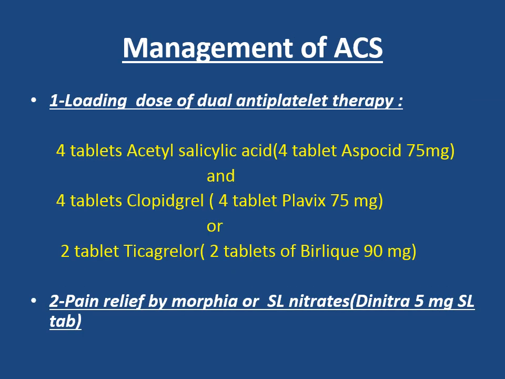So, what is the initial management of acute coronary syndrome? We must give loading doses of dual antiplatelet therapy, including aspirin, 300 mg of acetylsalicylic acid, and we must give a loading dose of a P2Y12 inhibitor, either clopidogrel 300 mg or ticagrelor 180 mg in certain cases. And we must give pain relief, either morphine or sublingual nitrates.